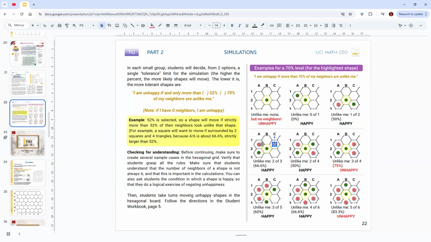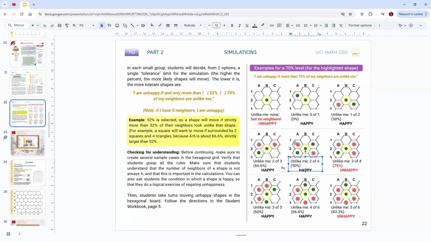Here I have 3 neighbors. And what's interesting is that intuitively you would say it's not happy, but technically in this model, since the tolerance level is so high, 70%, it's actually happy. So it can live with the fact that 1 out of 3 are like him, because 66.6% are not like him, and that's smaller than 70%. So it's happy.